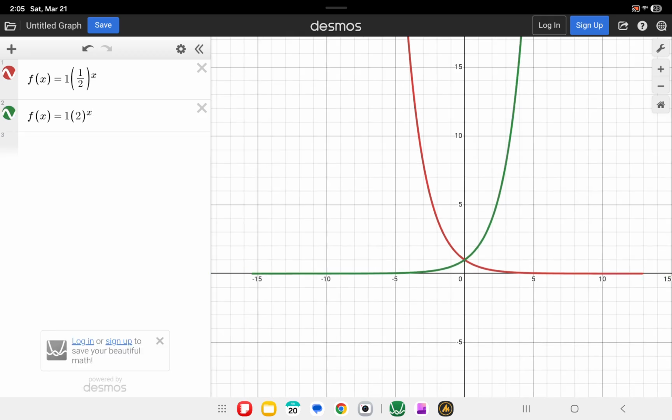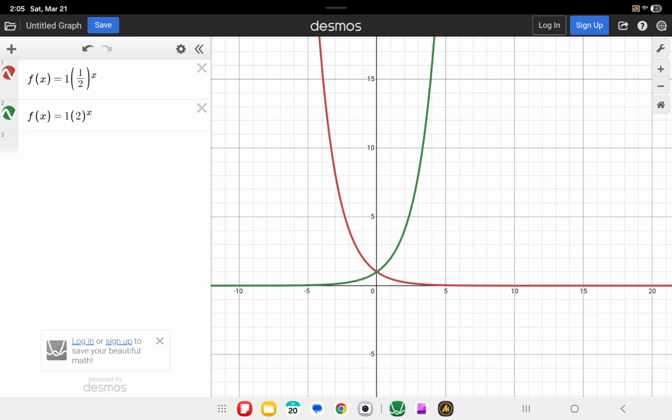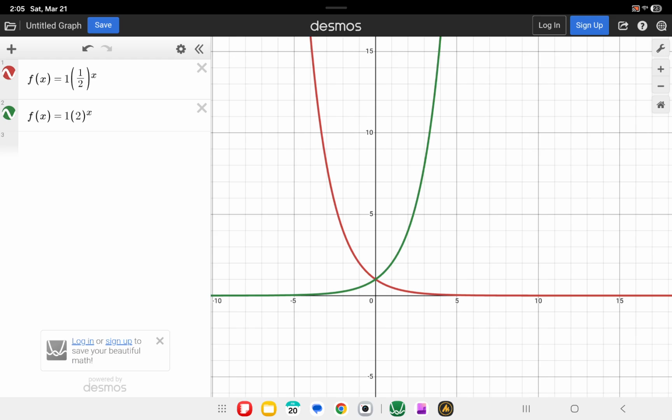They both have basically the same shape. They both have an asymptote at y equals 0. They both have the same range. They both have the same y-intercept. They do not have an x-intercept. The difference is that our end behaviors have flipped. Our domain is the same, the range is the same, the end behavior has changed.